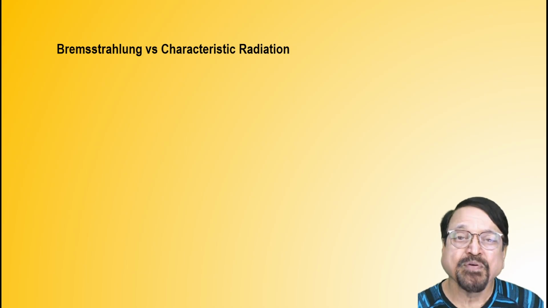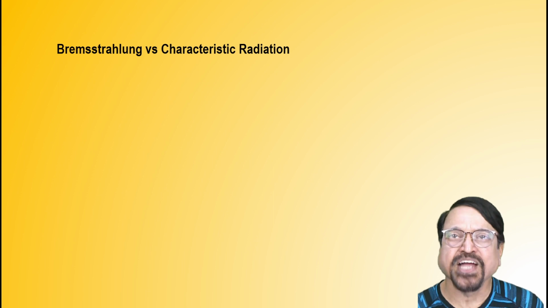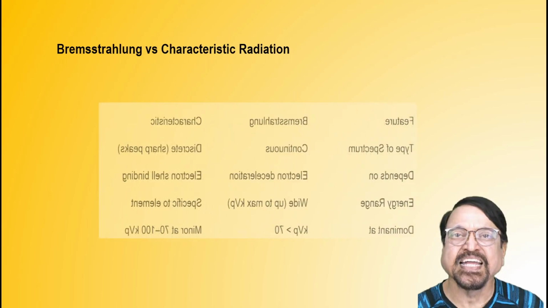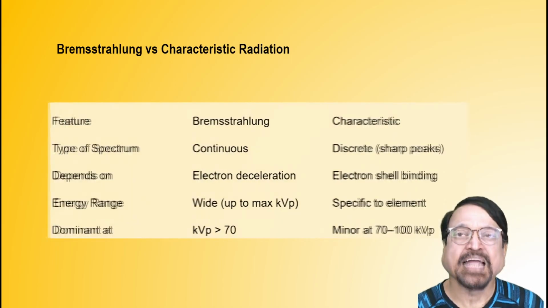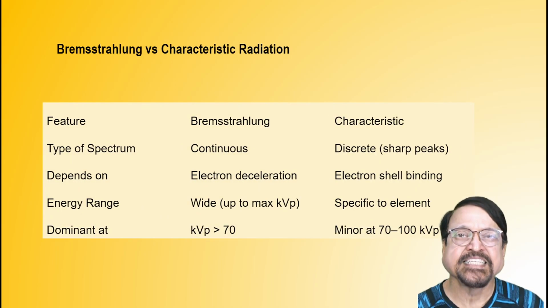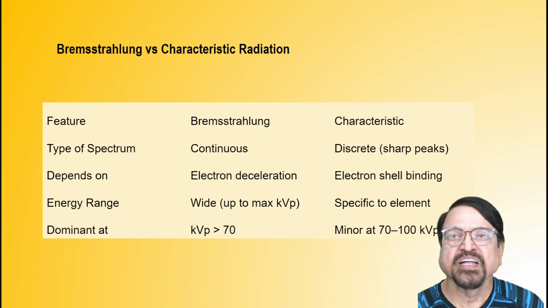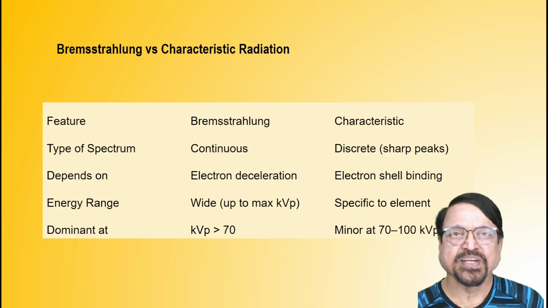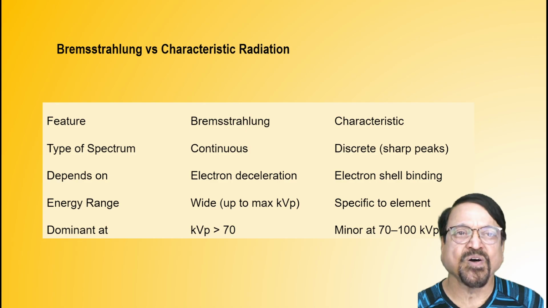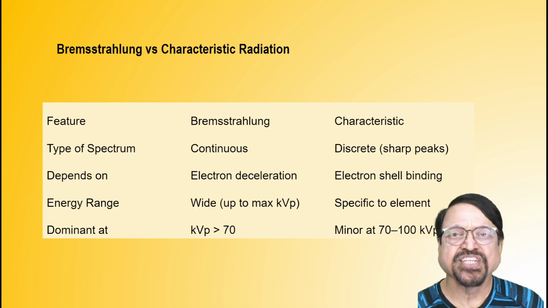Now there are two types of radiation. One is called Bremsstrahlung and the other is called characteristic. What is the difference? Now let us see in tabular form. The first, as it says, is Bremsstrahlung and the second is characteristic. Type of spectrum: continuous versus discrete. Bremsstrahlung depends on electron deceleration, versus characteristic depends on the electron shell binding. Then energy range is wide, up to the maximum kVp.